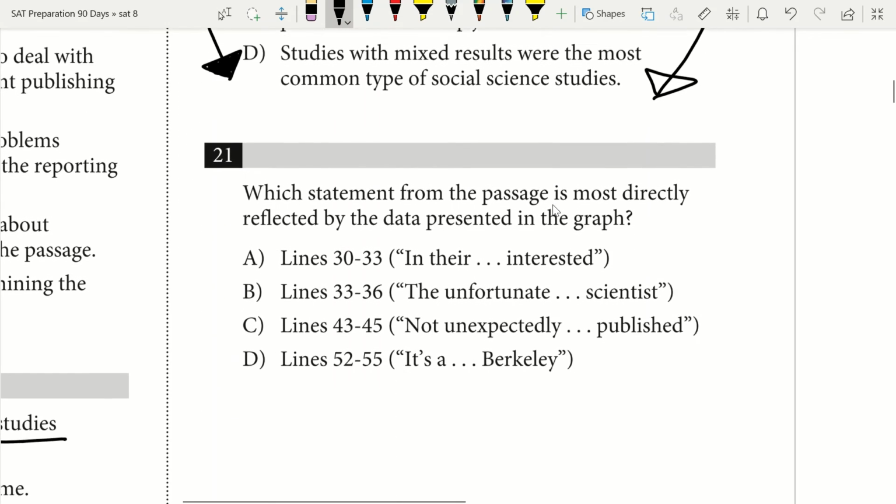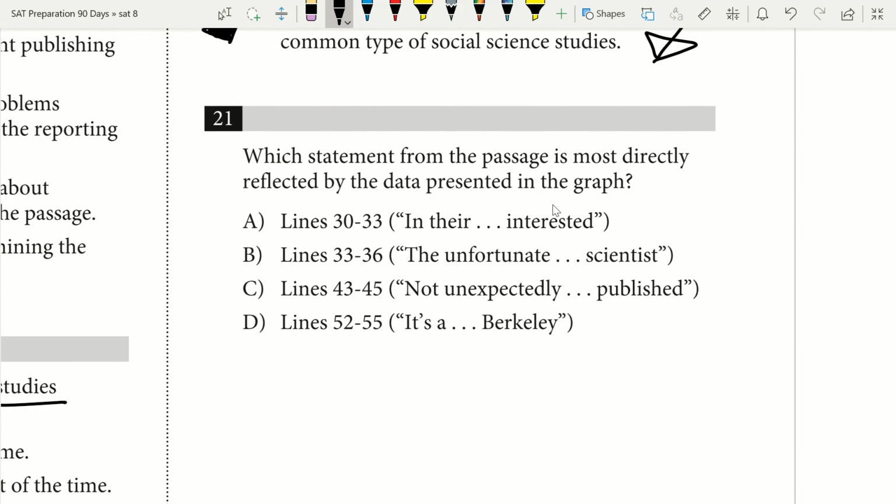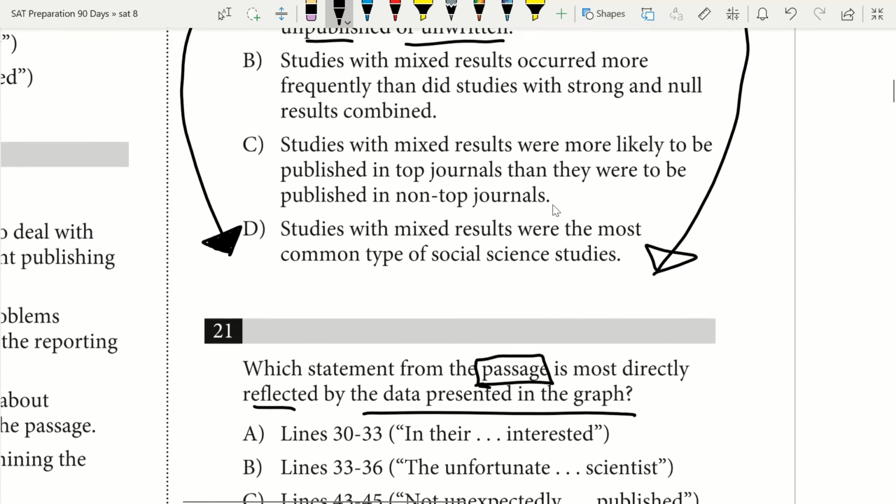All right, so now we've got question 21. Which statement from the passage is most directly reflected by the data presented in the graph? In this case, obviously you haven't read the passage, but I can give you a brief overview real quick. This passage was pretty much saying that data that yields strong results is a lot more likely to be published. That's pretty much all the summary that you need. I'm not going to bore you with all the details.